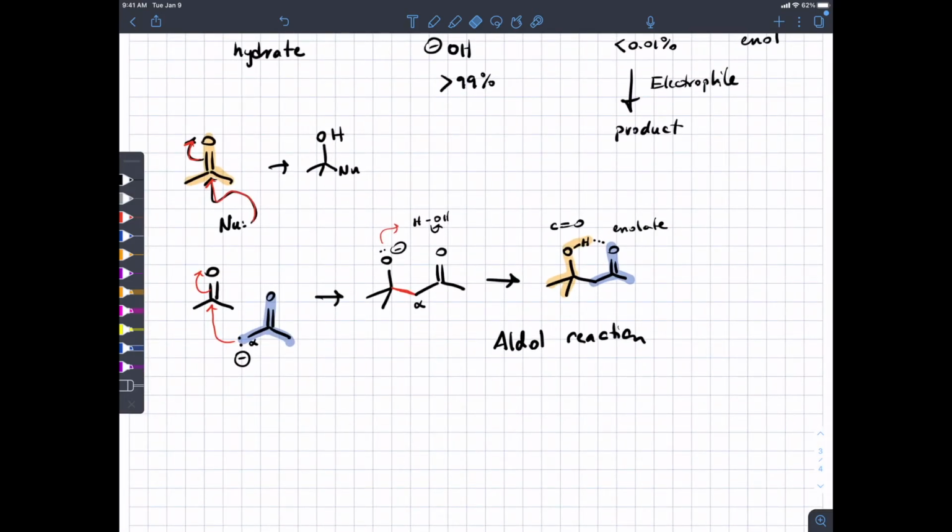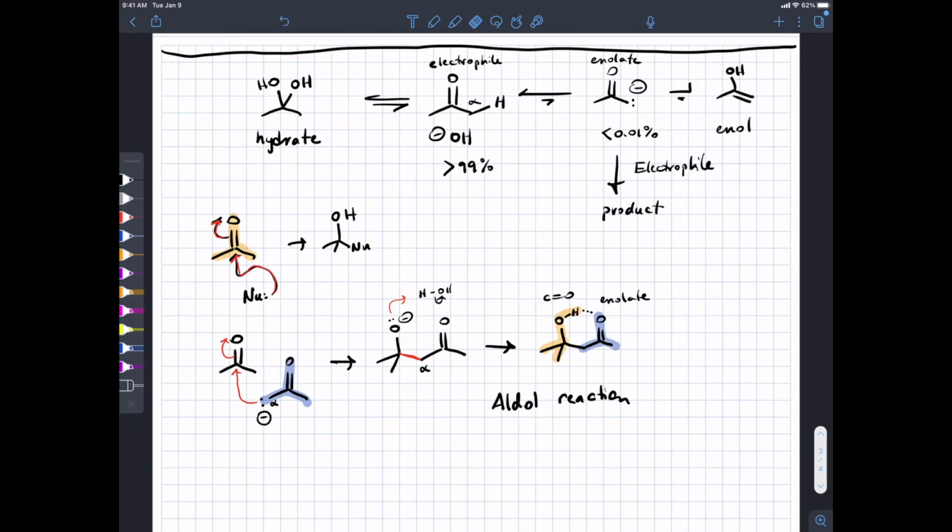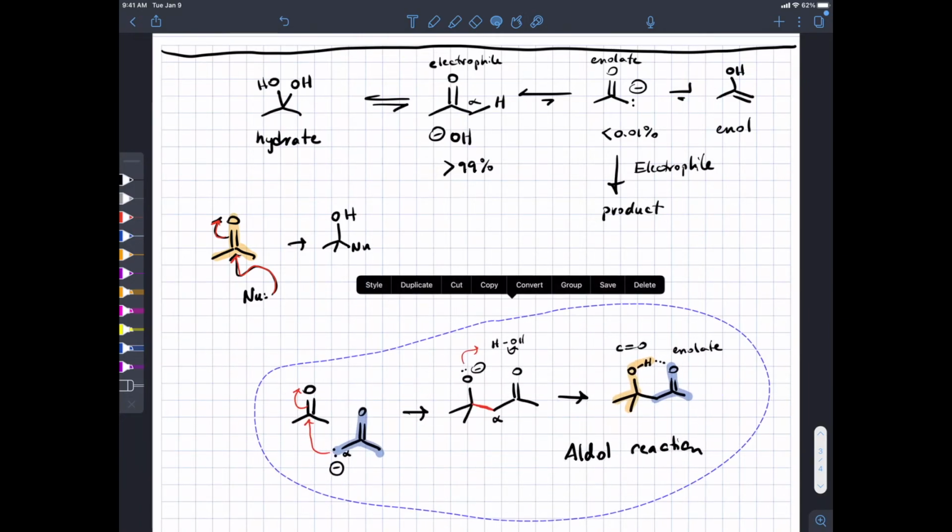Yeah, go ahead. Are there ways to drive this reaction forward? Yeah, this is a good question because remember, we only start out with a very small amount of enolate. So I've shown you the mechanism. I'm trying to be organized here.